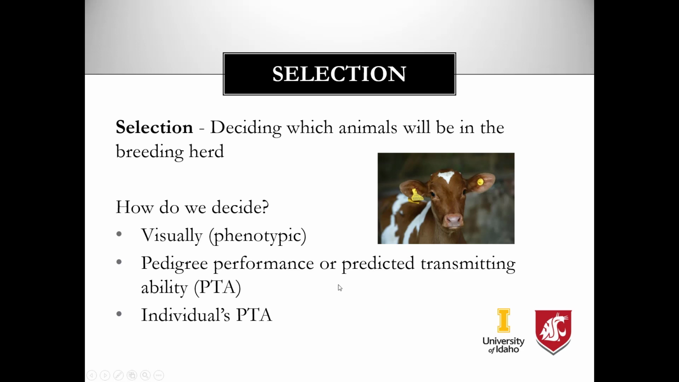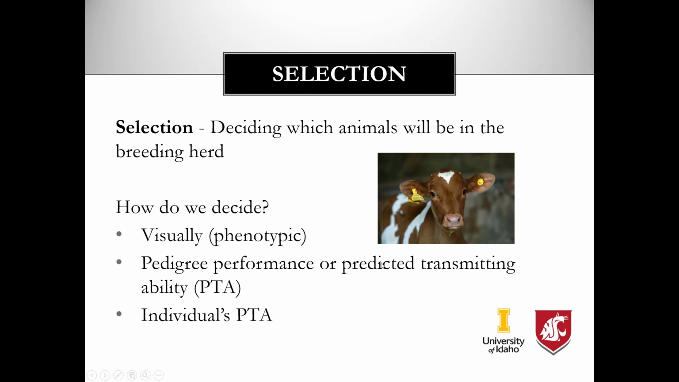Selection is when we decide which animals will be in the breeding herd. So we're trying to identify the animals that we want to remain in the herd and produce the next generation of offspring. And so how do we decide that? Well, sometimes we might visually assess the animal, and sometimes this is called phenotypic selection. We might also look at the pedigree of the animal to see if they have outstanding parents in their background.